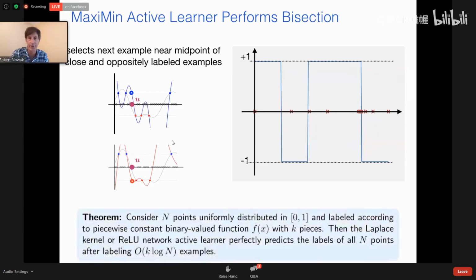And we can actually prove a nice little theorem about this. If we have capital N points uniformly distributed on the unit interval, and labeled according to a piecewise binary function like the one I'm showing you here with k pieces, then if we're using a Laplace kernel machine or a rectified linear unit neural network, the maximin active learning algorithm perfectly predicts all of the labeled examples after just collecting order k log n examples. So basically, the sample complexity is proportional to the number of decision boundaries in this example. It kind of naturally generalizes what we saw with binary search.